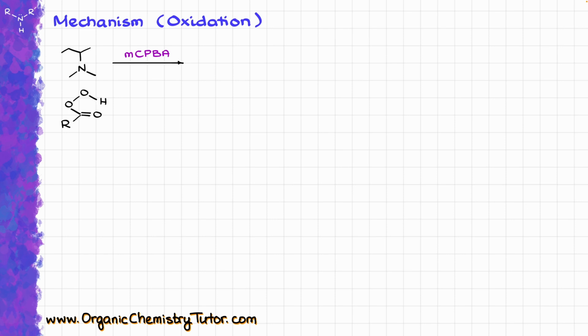So the first thing that's going to happen here, the nitrogen being a good nucleophile, is going to do the nucleophilic attack on the oxygen, breaking our oxygen-oxygen bond, giving us the following intermediate. Then the carboxylate that we have floating around is going to come in and deprotonate our intermediate, giving us the following product, which we are going to refer to as either amine oxide or just an N-oxide if you like.